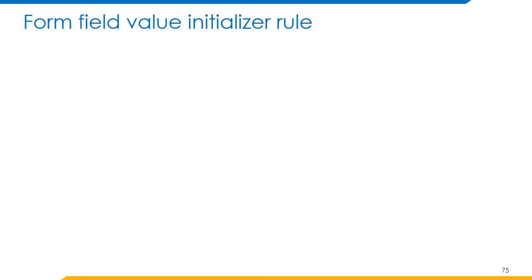Form field value initializer rule. Sometimes it is advisable to provide an initial value to the field even before the form is displayed to the owner. The inputs to this rule are similar to any other form related rule. The output expected is the value that is going to fill the field just before it is displayed to the owner.